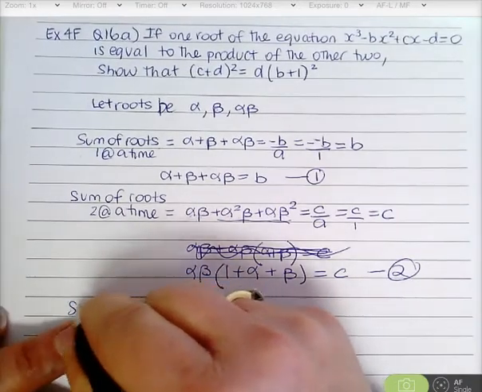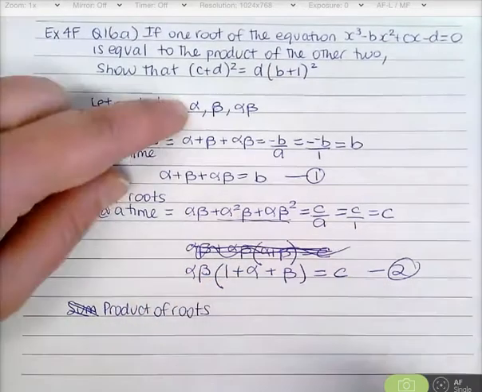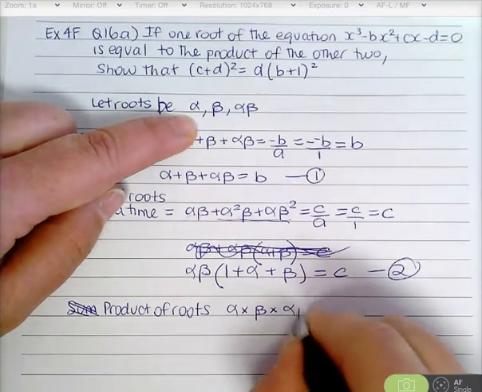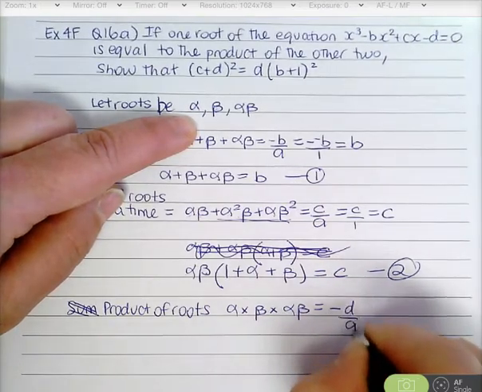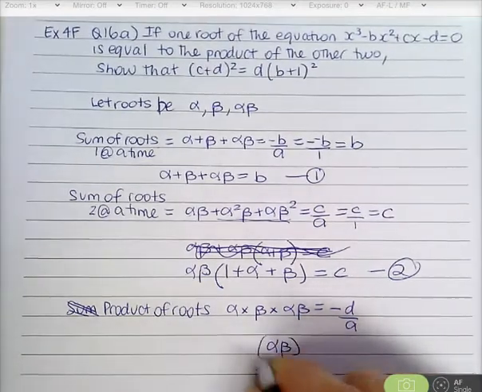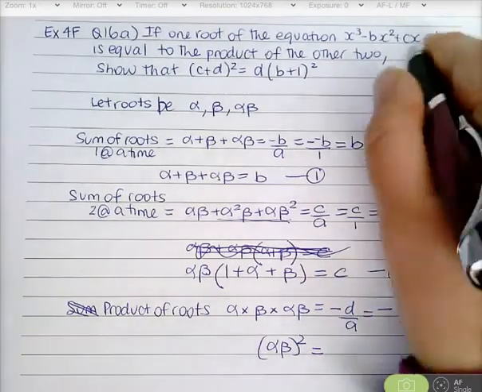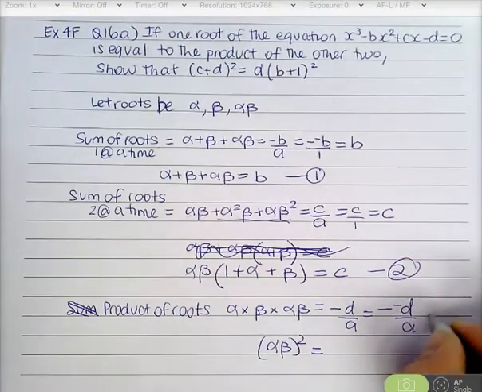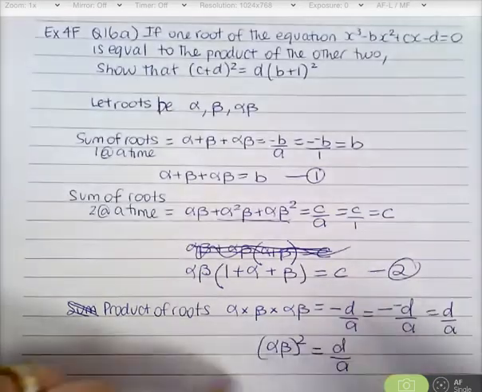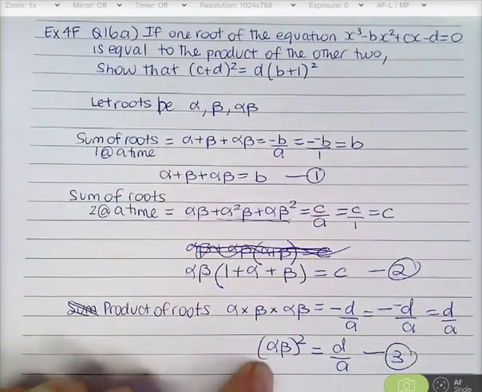Then if we look at sum of roots 3 at a time, or in this case it'll be product of roots. So remember our roots are alpha, beta, and alpha beta. So that's alpha times beta times alpha beta. Remember that's minus d on a. So alpha times beta times alpha beta is alpha squared beta squared, which is alpha times beta all squared. And that's equal to, now d is negative d, so just be very careful there, over a. So it's minus negative d, which is d on a. So we've got that alpha times beta all squared is d on a. So now we've got three equations here that we can manipulate, okay?